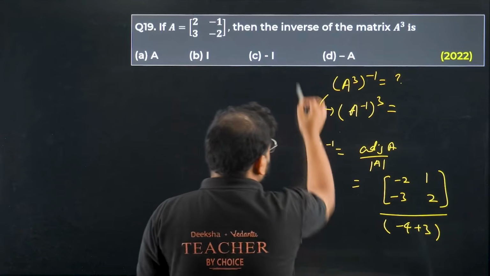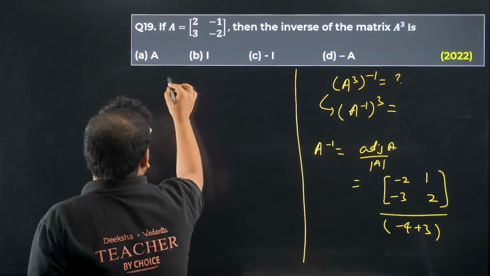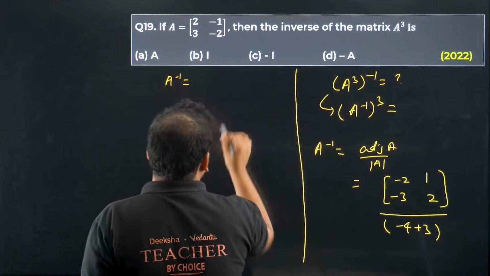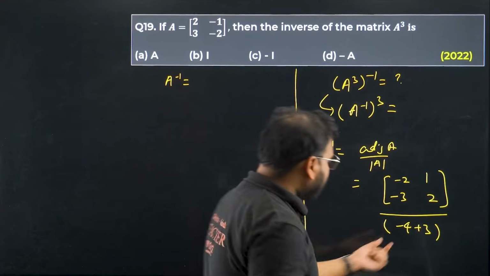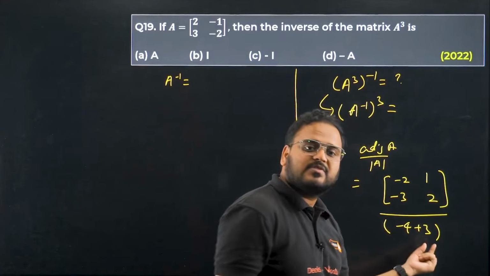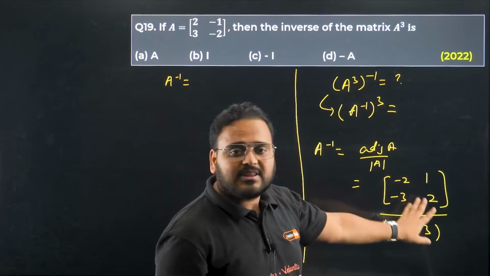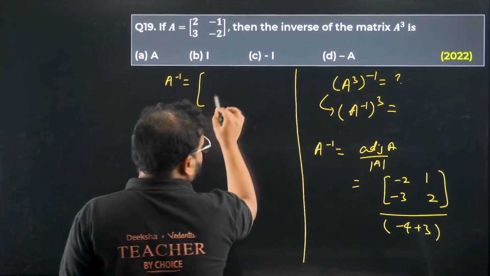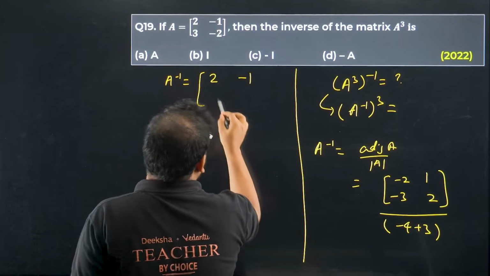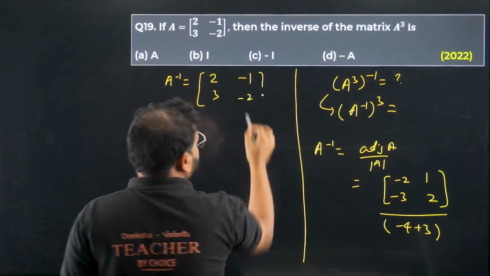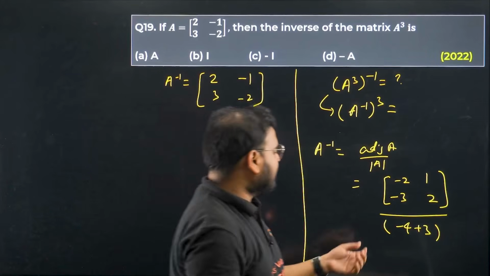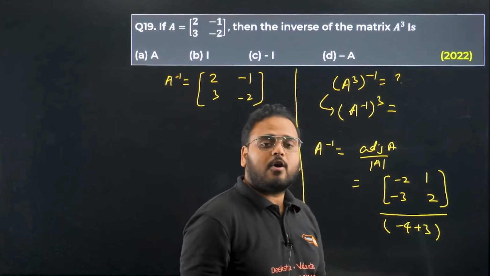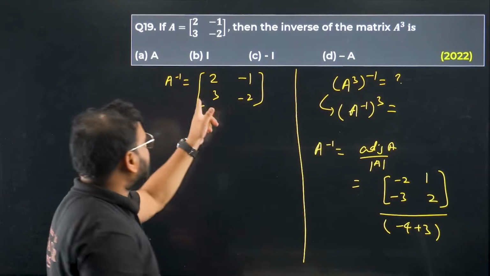So A inverse is coming out as this, with the determinant minus 4 plus 3, which is minus 1. Multiply minus 1 to everything because you're dividing by a minus sign. So this will become plus 2, minus 1, plus 3 and minus 2. Correct now? Think about it. If you take minus 4 plus 3, that is minus 1. Use that sign in all 4 terms. You get the answer as 2, minus 1, 3, minus 2.